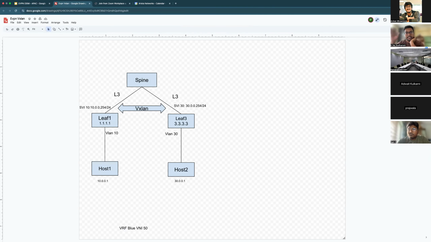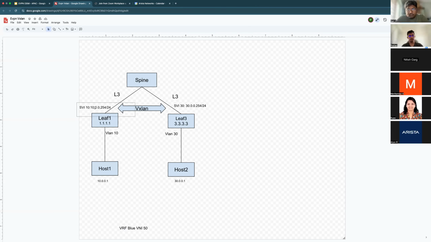It's an EVPN VXLAN setup. I think someone can start it. This is just regular unicast. Yeah, regular unicast. So host 1 is 10.0.0.1 and host 2 is 30.0.0.1. And the gateway for host 1 is 10.0.0.254 and for host 2 it is 30.0.0.254. So how can host 1 reach host 2 in this setup? I mean, a packet walkthrough, basically.